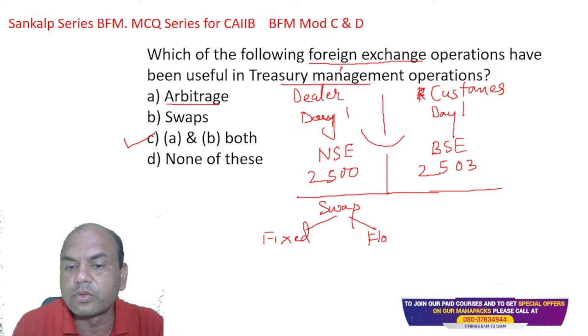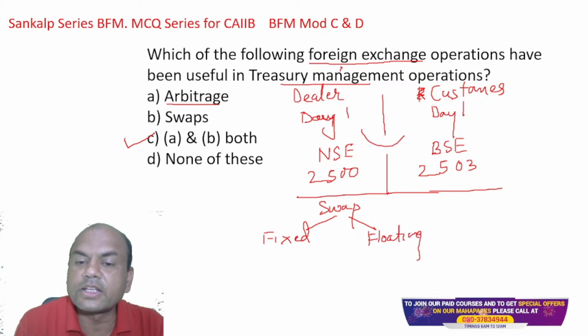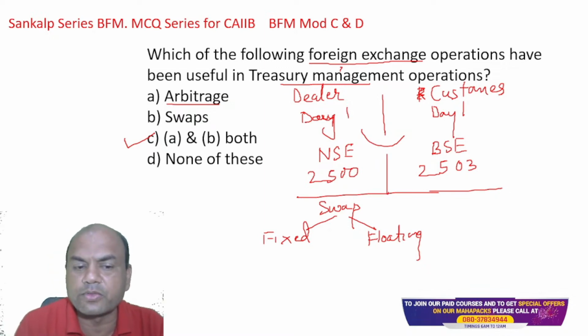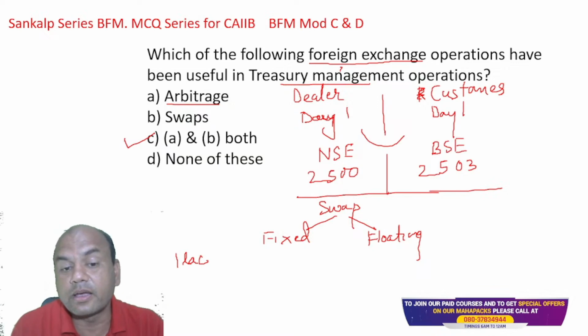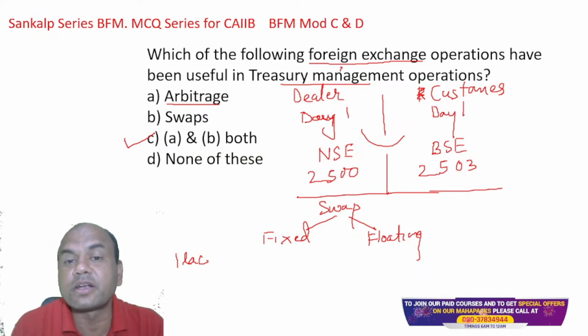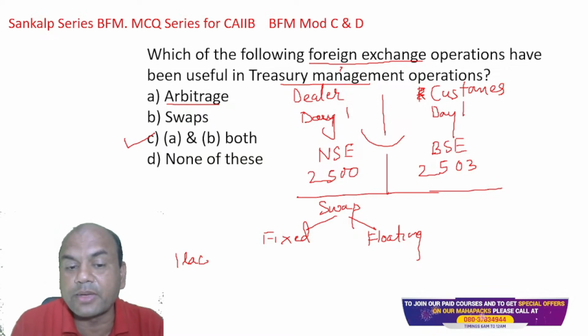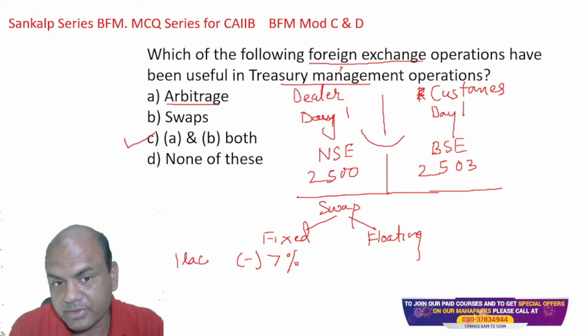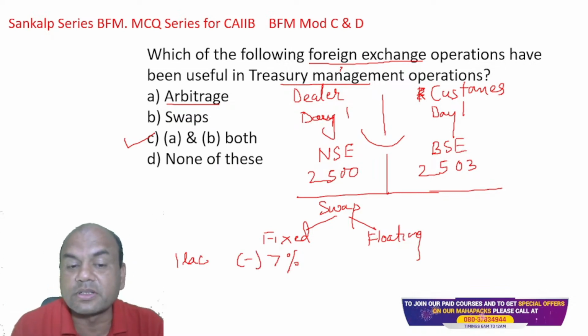Okay, floating. One leg is fixed, the other leg is floating. For example, if I take 1 lakh rupees from you, and I guarantee you a 7% rate of interest, this is what is fixed. I am guaranteeing you 7%. So this is going out, this is minus for me. So I'm guaranteeing you a 7% rate of interest.